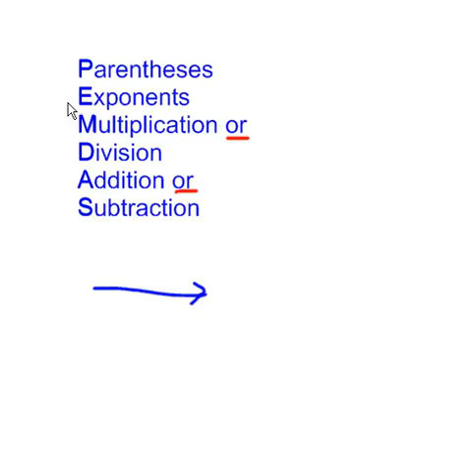Then we're going to scan for multiplication or division, so whichever one of these comes first from left to right. And then we're going to scan for addition or subtraction, whichever one of these comes first. So depending on the problem, you might do your division before you do multiplication, or you may do your subtraction before you do addition. So it's whichever comes first from left to right: parentheses, exponents, multiplication or division, addition or subtraction.